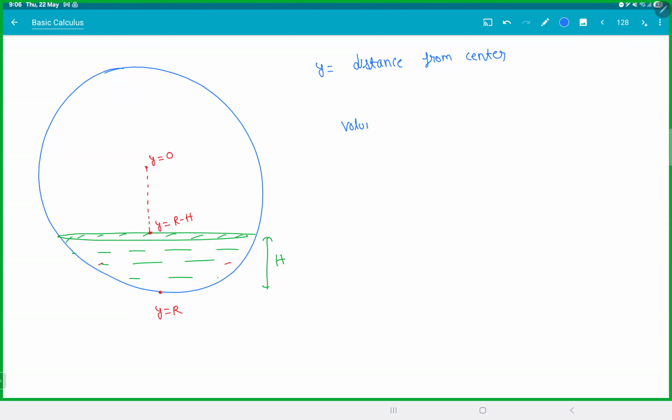So the volume of the water is integral dV. So this is the thing about limits. You're starting from r minus h, you're ending at r. Is everyone clear with the limits? The y coordinate of the upper surface of the water and the y coordinate of the last corner. Aditi? Clear? I'm just asking. Is this clear?